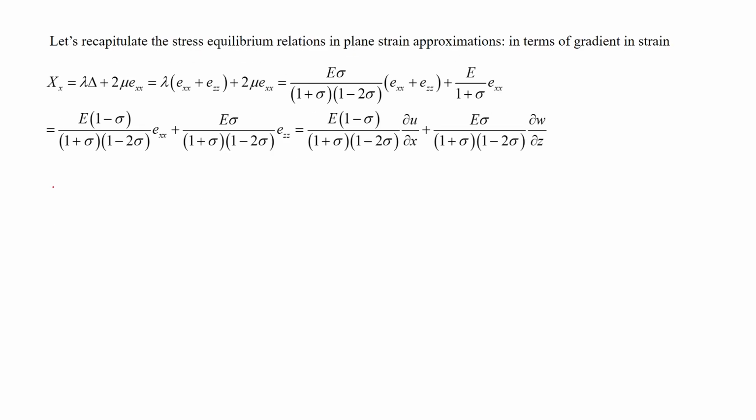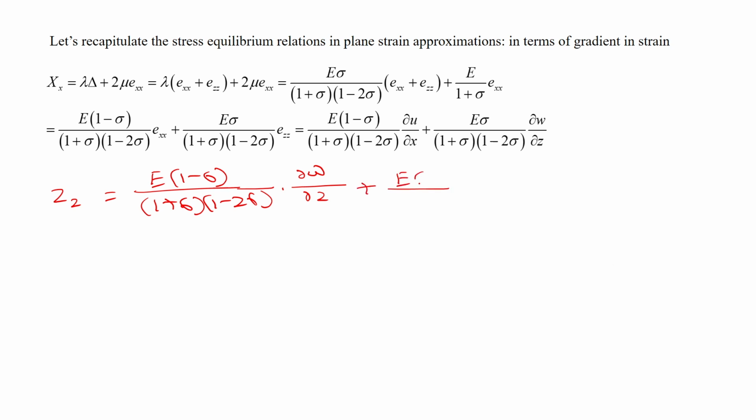Now zz similarly over here can be written as E into 1 minus sigma by 1 plus sigma into 1 minus 2 sigma. Instead of del u by del x, we will have del w by del z, because x and z on one hand and u and w on the other hand are equivalent. So this is okay. So this is E sigma by 1 plus sigma by 1 minus 2 sigma, and this will be del u by del x, right.